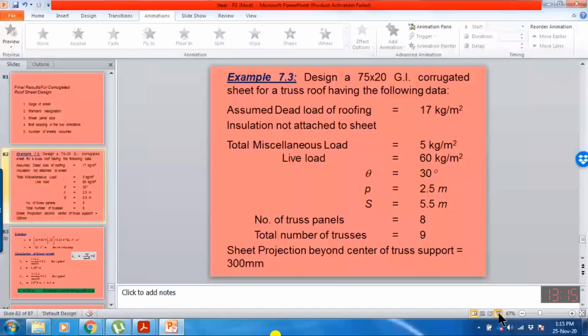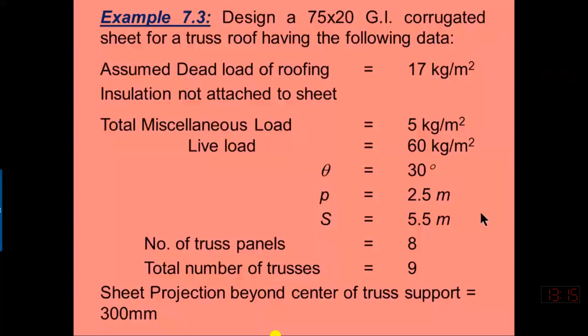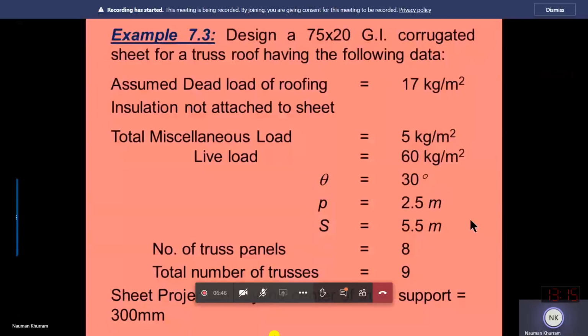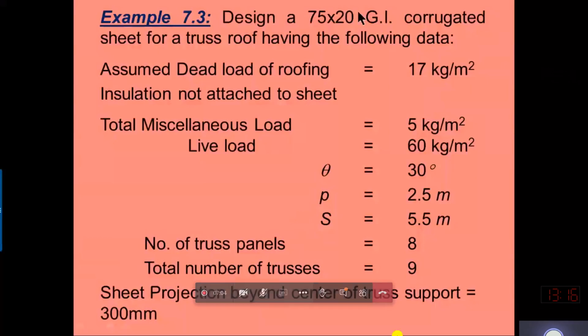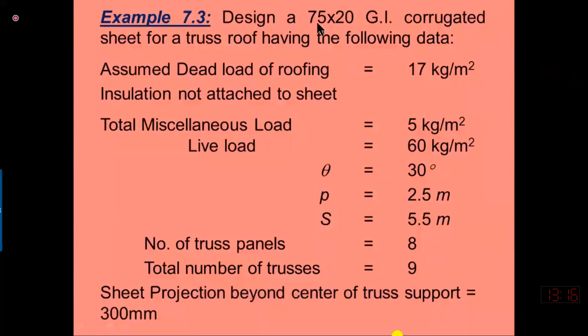Bismillahirrahmanirrahim. Dear students, inshallah today we will solve the example related with the roof sheeting design. So we are provided with this data. In the information, what we're supposed to do is design a 75 into 20 GI corrugated sheet. GI means galvanized iron corrugated sheet with this designation. So 75 is the nominal pitch and 20 is the nominal depth of that corrugated sheet.